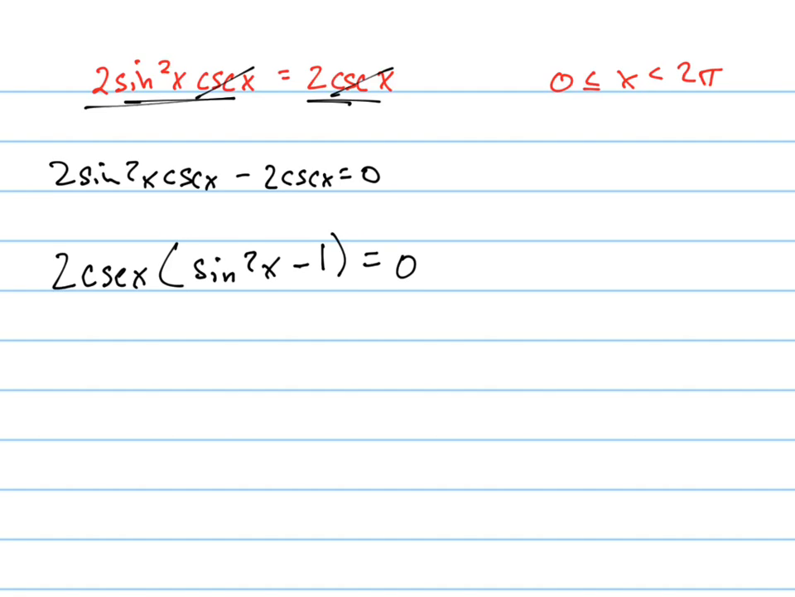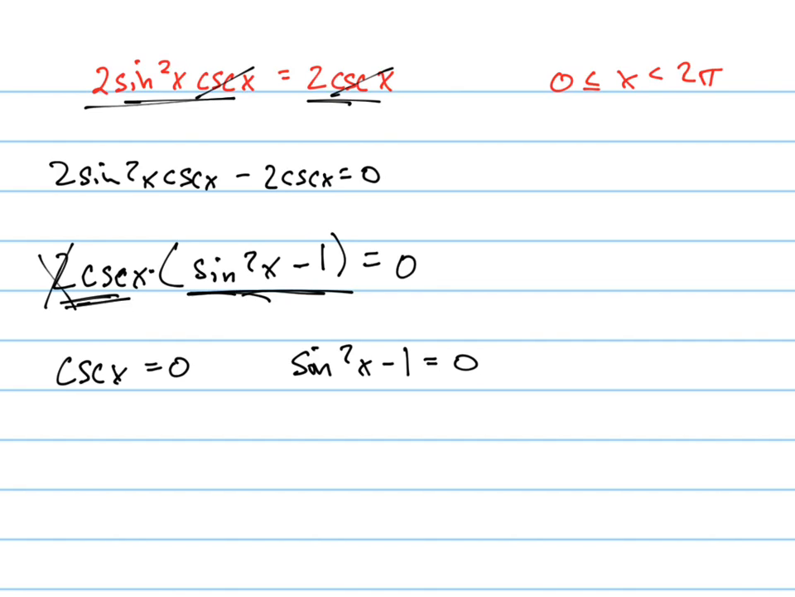And now we can use the zero product property, because now I have a product that equals 0, and if something times something else equals 0, what has to be true? One of them has to be 0 in order to make that equation true. So I set those both equal to 0. By the way, I didn't even need the 2, because I could just divide that out if I wanted to. So cosecant x equals 0, or sine squared x minus 1 equals 0.